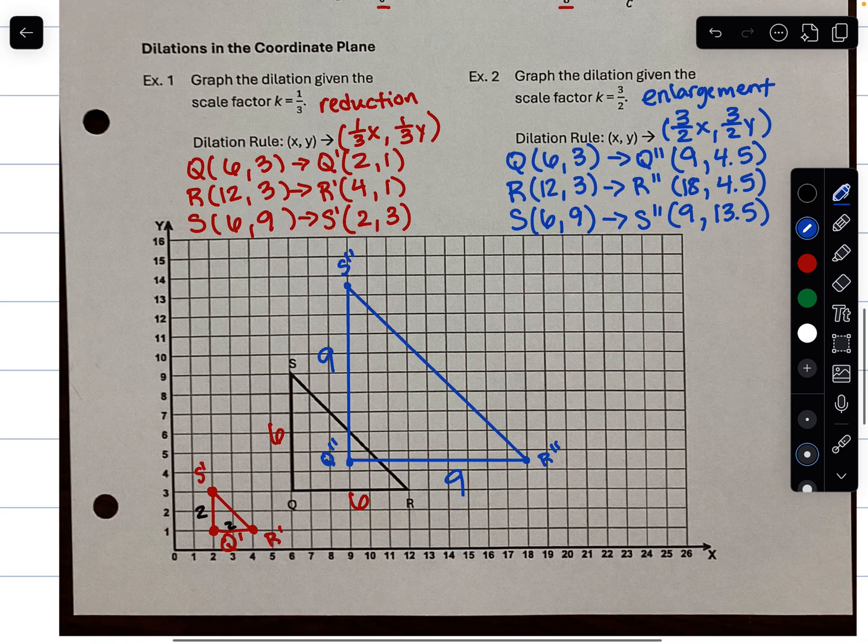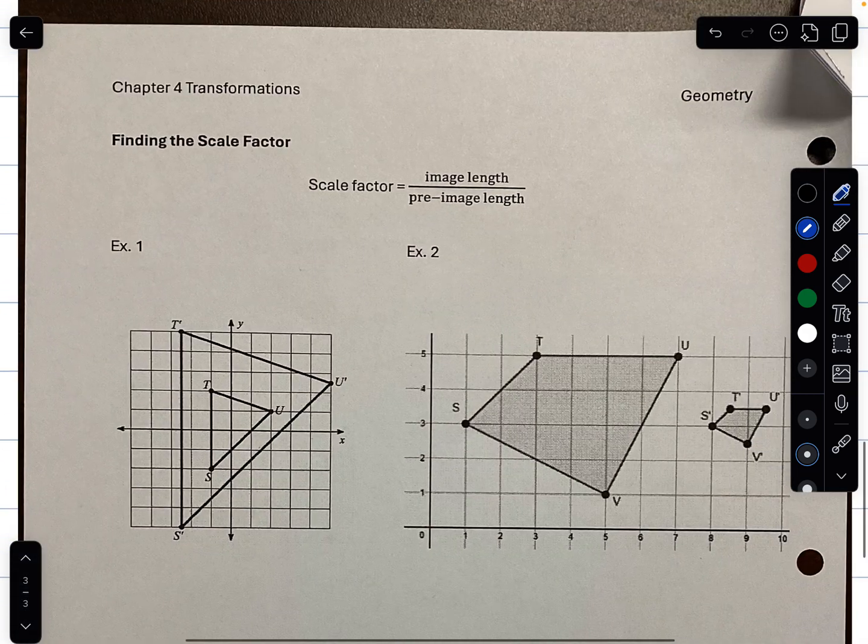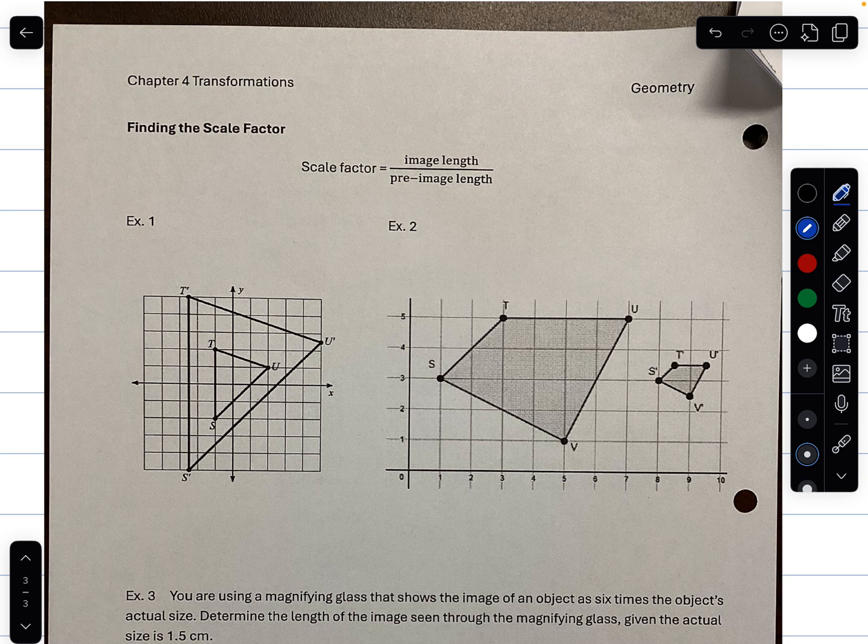All right. Okay, let's look at the back page. Okay, so this is to find scale factor. To find scale factor, you take the image, which remember, image is the new one, pre-image is the one you start with, right? So image would be like prime over just regular. Okay, so like you might put A prime over A, if that helps you remember that.